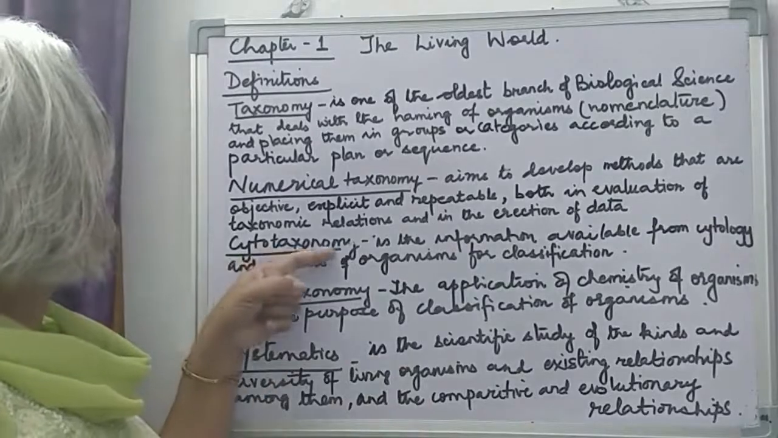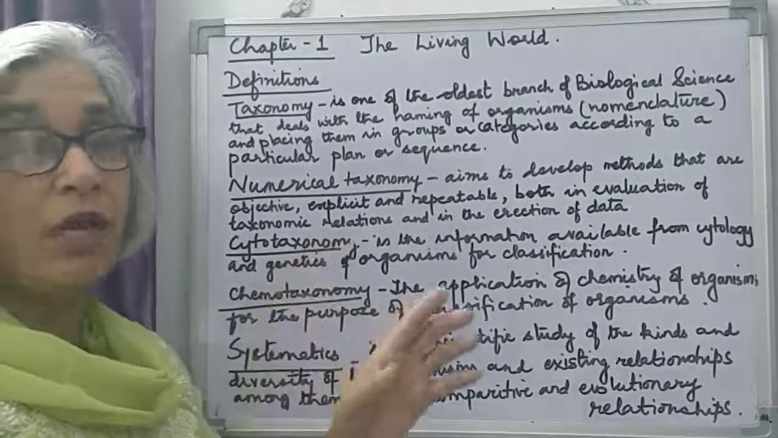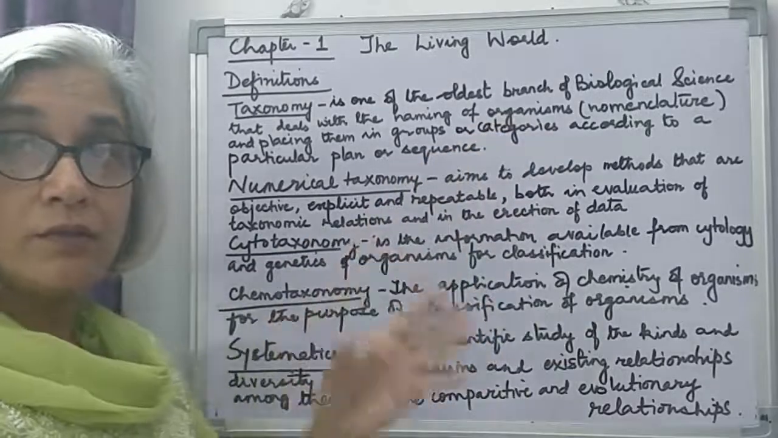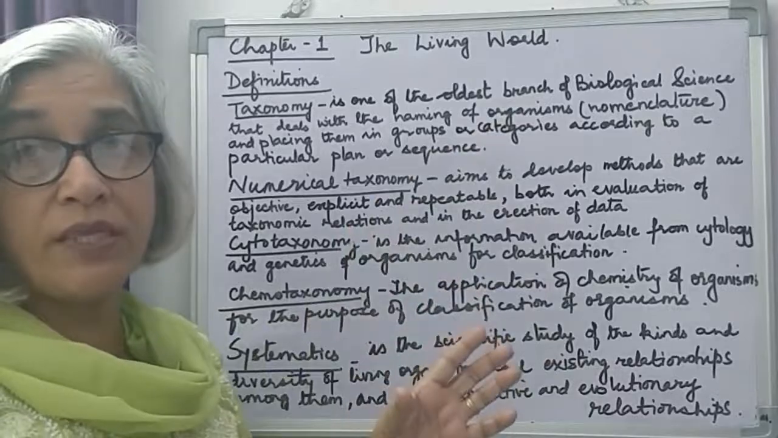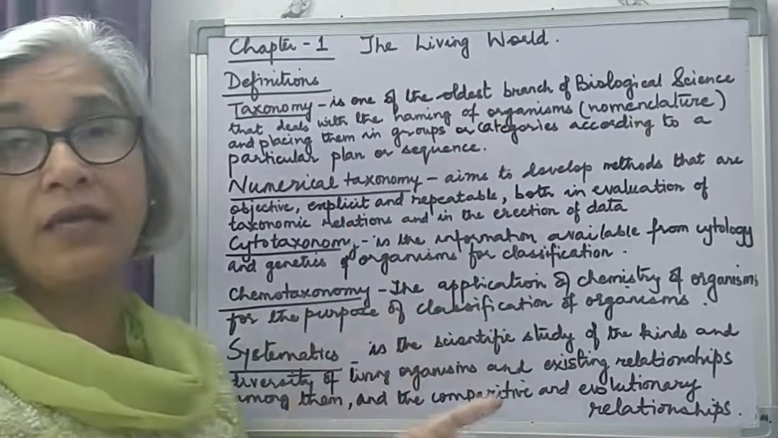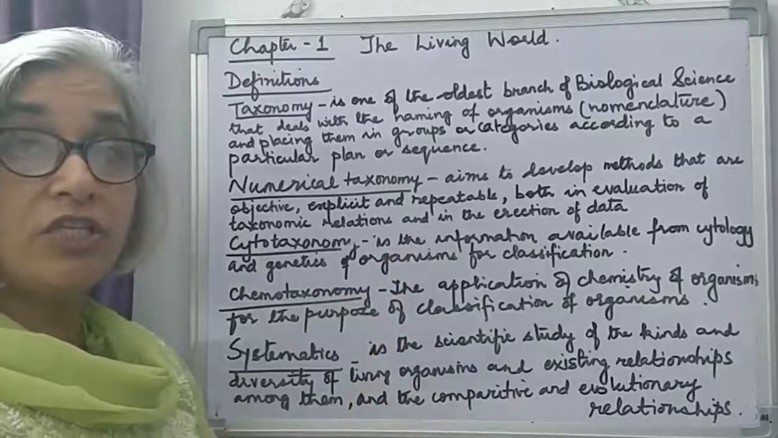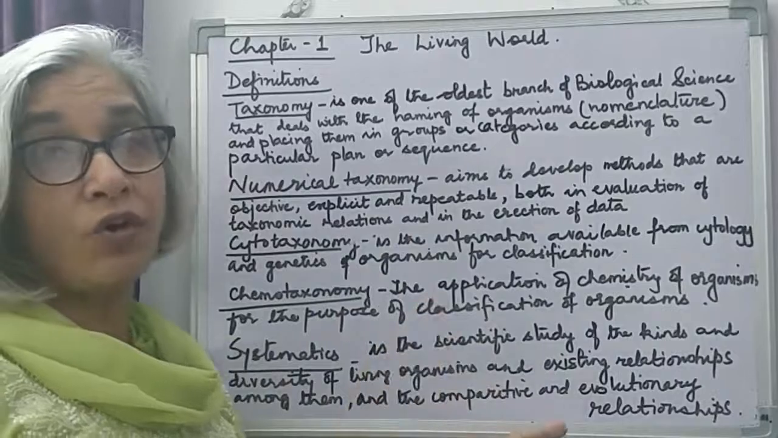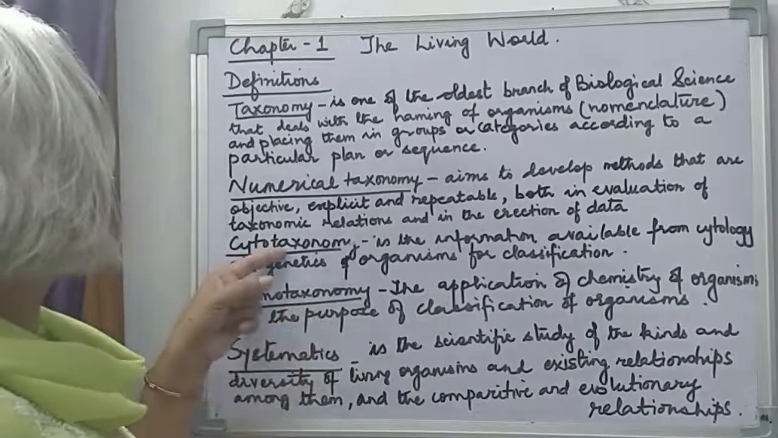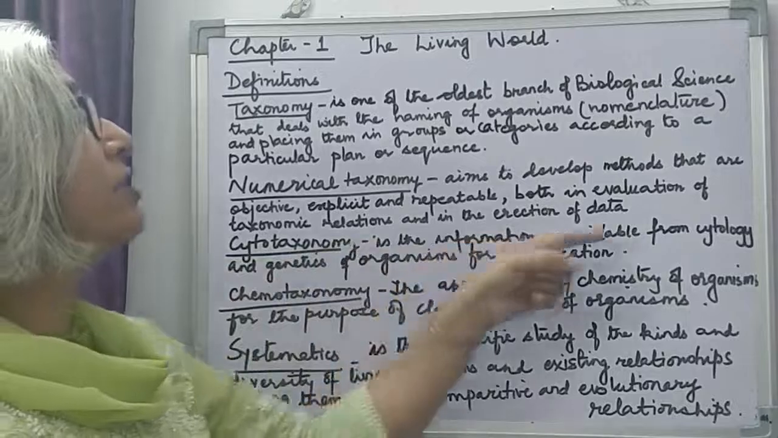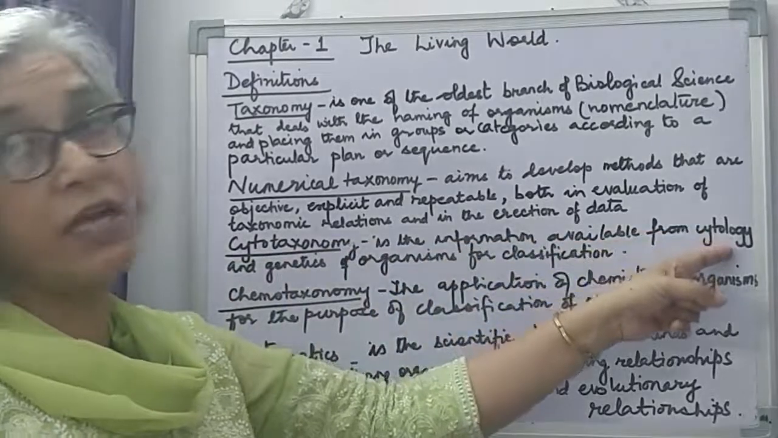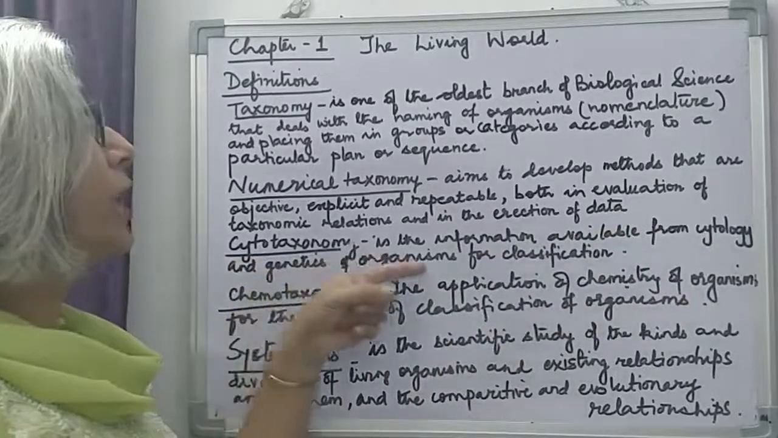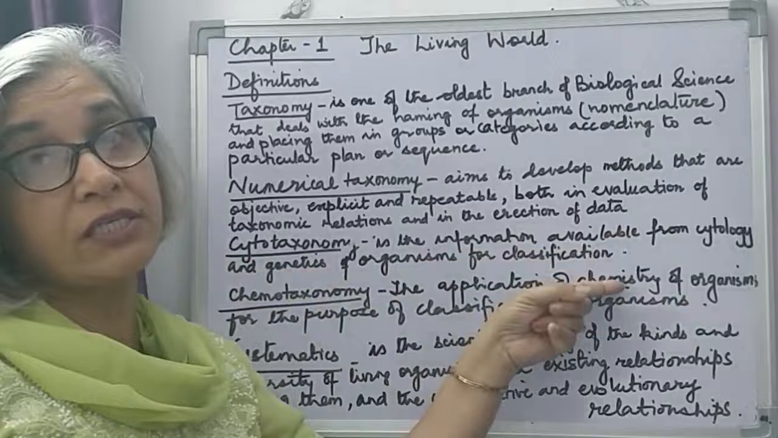Then the next is cytotaxonomy. Taxonomy, now you have understood, is grouping of organisms in specific categories based on sequences. So here the category that is taken into consideration is cytology, cell structure of the living organisms and the genetics of the living organisms. That is cytotaxonomy. It is the information that is available from cytology. Cytology means the study of cell and genetics of organisms, which is needed for classification.